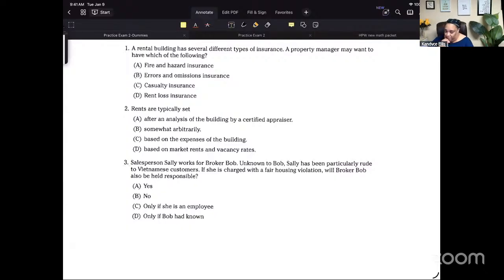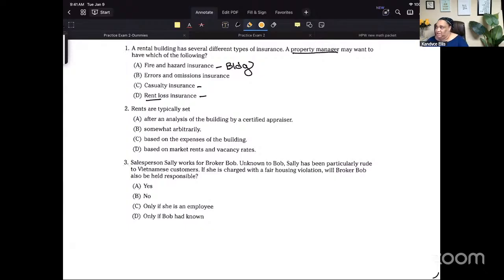Now, hopefully we remember, but I'm looking at this and I'm going, okay, the property manager may want to have which type of insurance? Well, I guess it's similar to one we did last week, but we're thinking about what would protect the property manager. Well, fire and hazard insurance protects the building. Casualty insurance, I mean, if there's a casualty of some sort, and of course, rent loss is if there's some type of rent loss. But I think our answer has to be B.